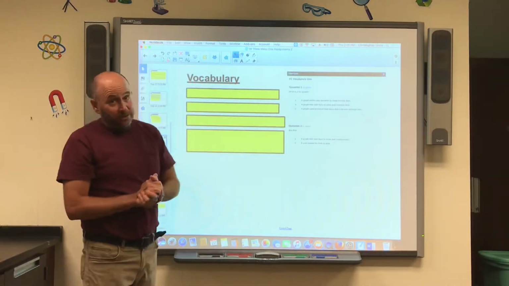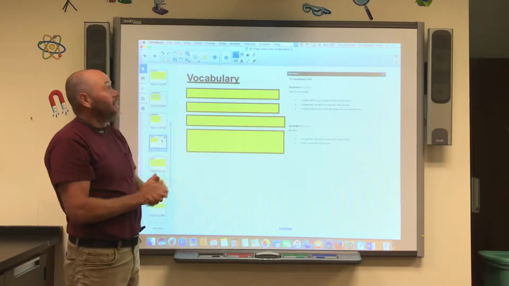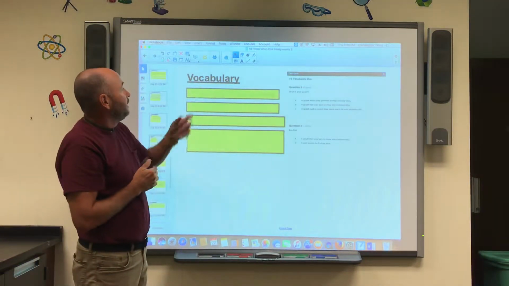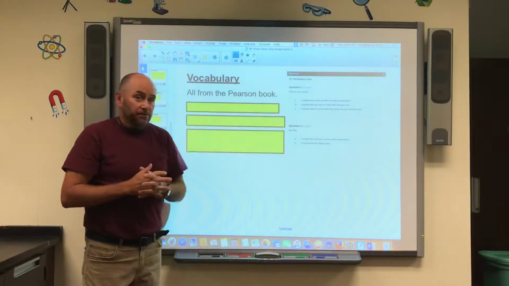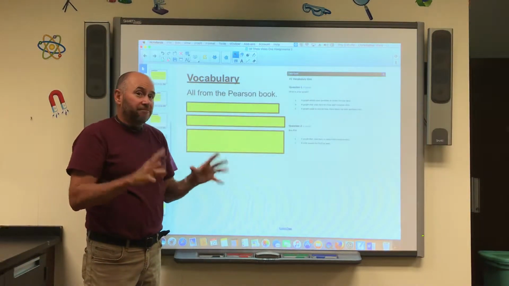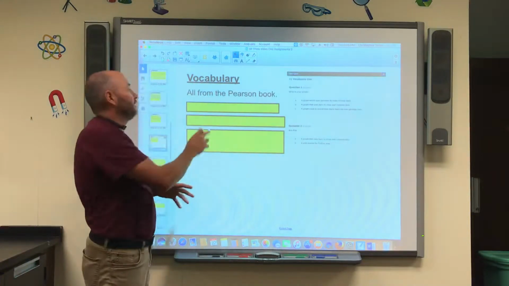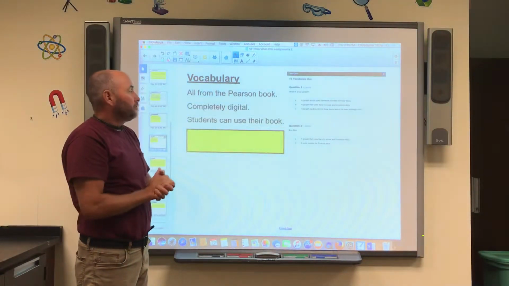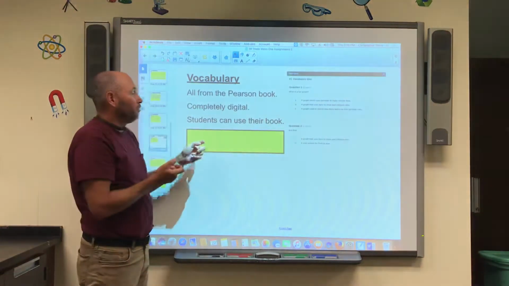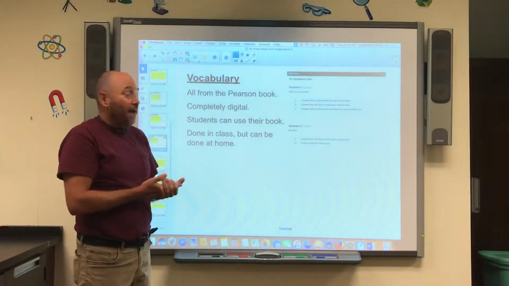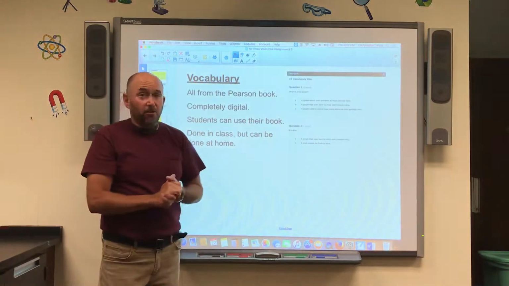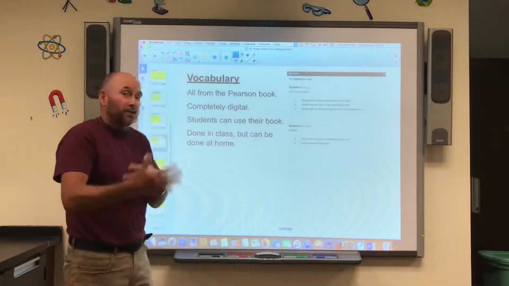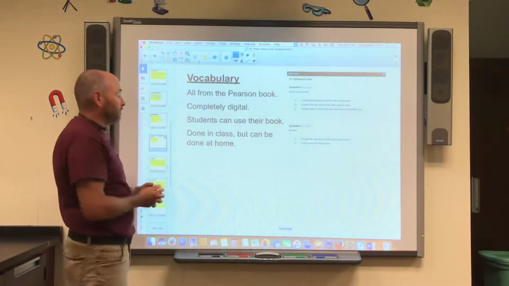The next thing I want to talk about is vocabulary. Big part of math in 6th grade is the vocabulary. These are all from the Pearson book. All the vocabulary can be found in the book's glossary and index. It is completely digital. Students can use their book to look up the words, and it is done in class, but it can also be done at home if your child has internet access. Okay, so it's just vocabulary, very cut and dry, building up sight words and that sort of thing.